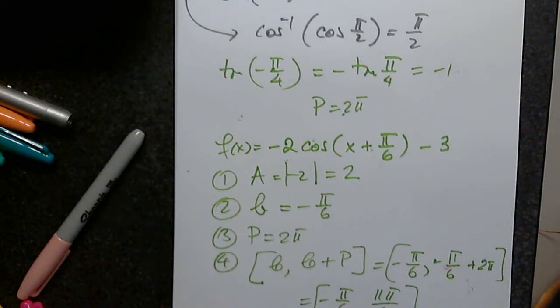One more time. So the base, right, is cosine x. I have to shift it to the left, pi over 6. Then I have to stretch it by a factor of 2, right? And then I have to reflect it, and then down 3.